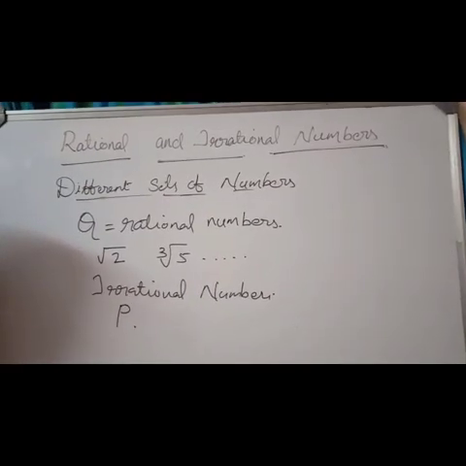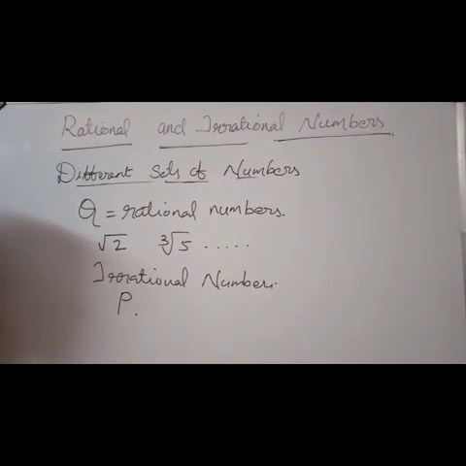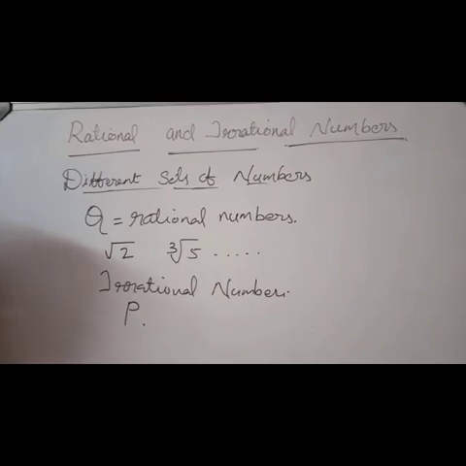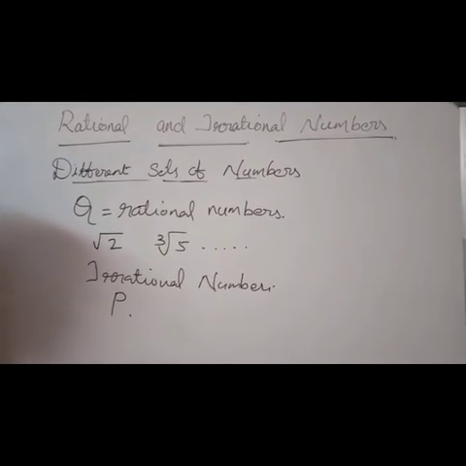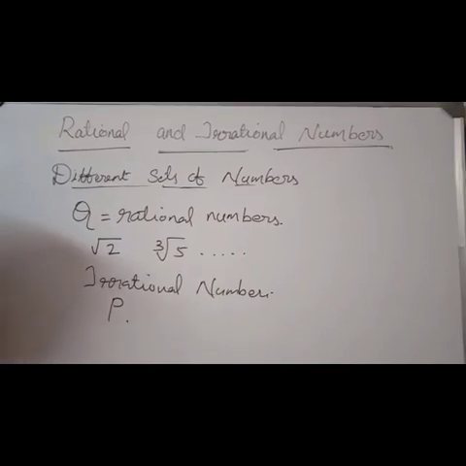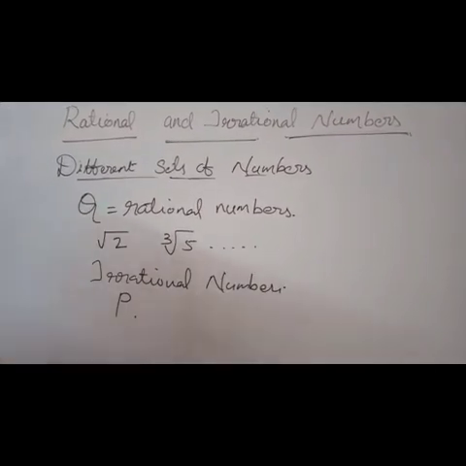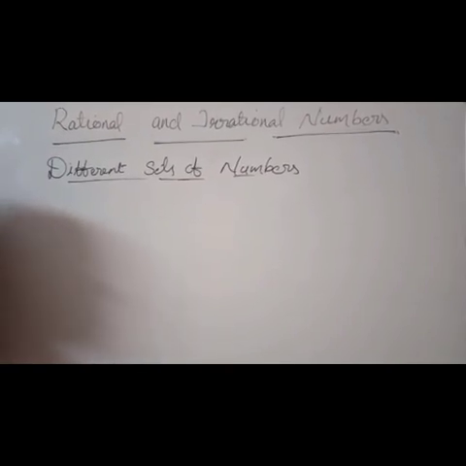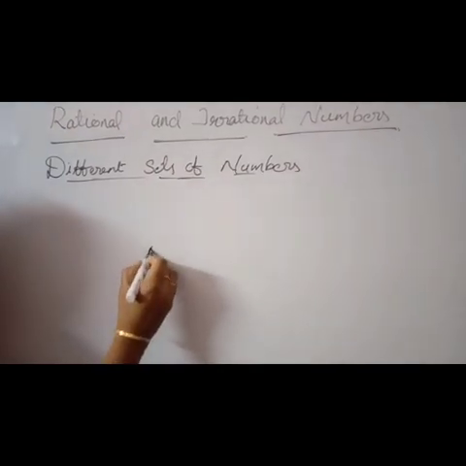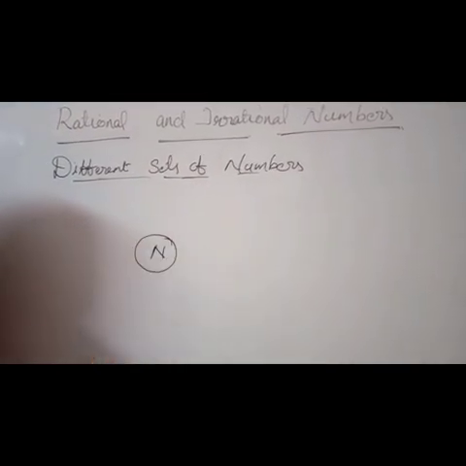So the set of rational numbers and irrational numbers together form the set of real numbers, which is the biggest set of numbers. Let's represent it using a diagram. As we have discussed, N is the set of natural numbers. That's the smallest set. So we can just write N as the smallest set of numbers here.